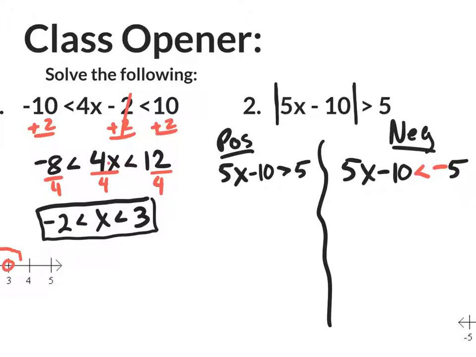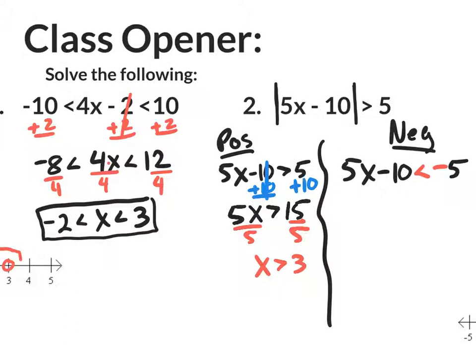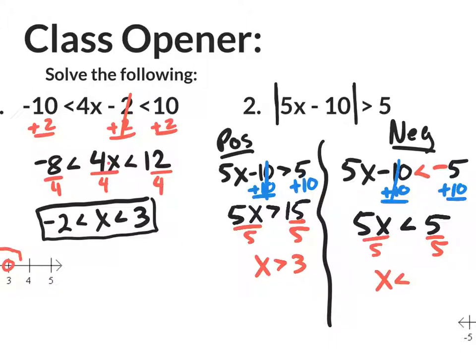Now we need to solve for both, so let's do that. We're going to solve the left one, the positive situation, first: plus 10, plus 10. We will end up with 5x is greater than 15. Final step would be to divide by 5, divide by 5. X is greater than 3. So that's one inequality. The other one, let's solve by adding 10, adding 10. We will end up with 5x is less than 5 because negative 5 plus 10 is positive 5. Final step would be to divide by 5, which means that your answer is x is less than 1.